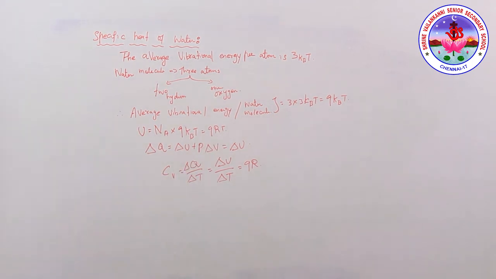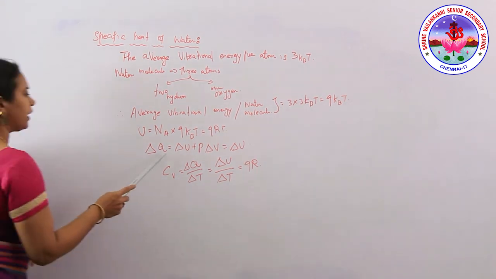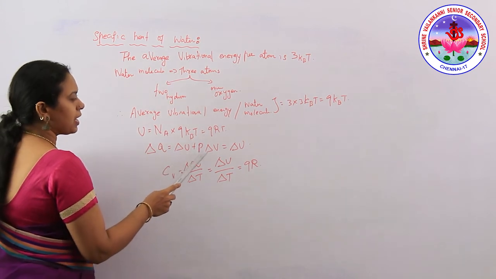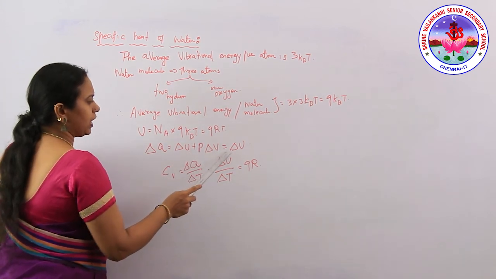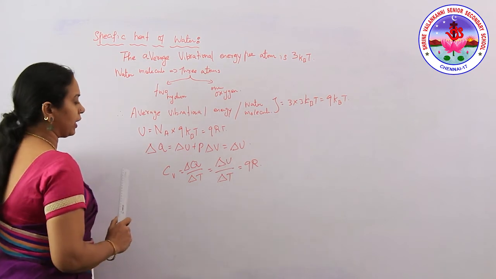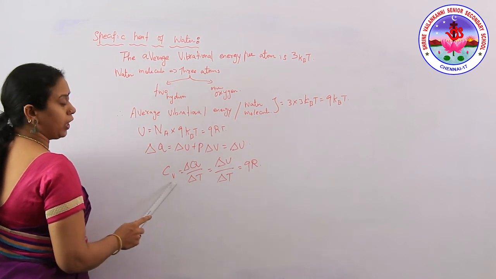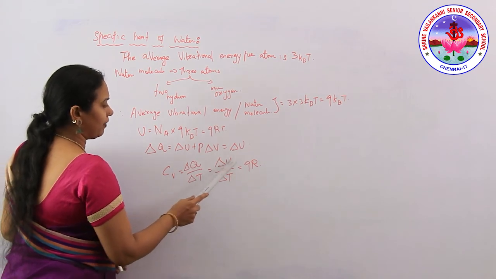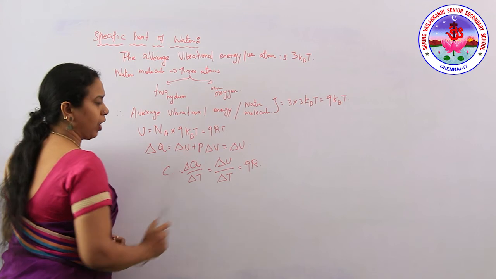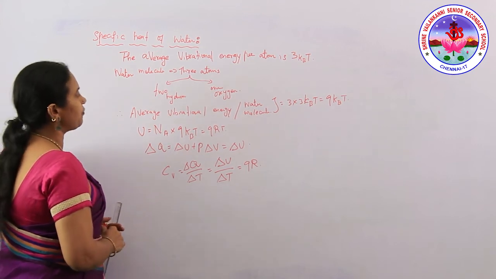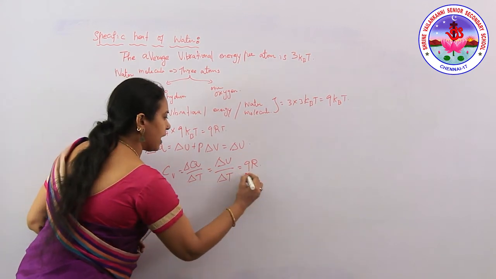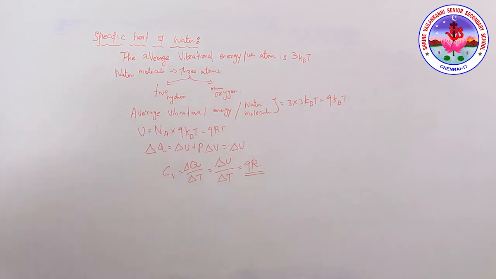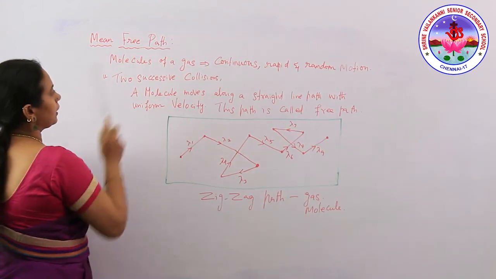Now the change in volume, delta V, we can neglect, like we have done for the solid. Here delta Q is equal to delta U plus P into delta V, so it will be equivalent to the delta U value. So the specific heat at constant volume, which is equal to delta Q by delta T, that is equal to delta U by delta T, is 9R. So that is the specific heat of water, 9R. Right.